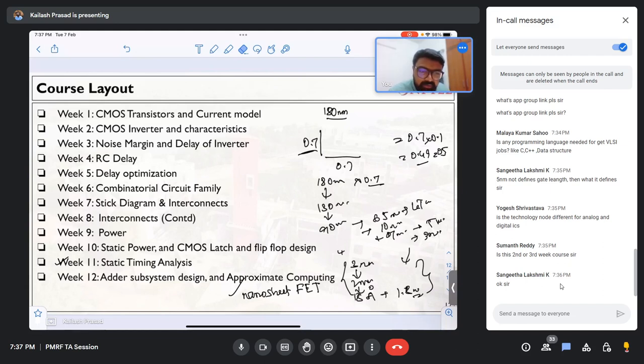Is this the second or third week course? See, in the NPTEL, the course has progressed to, I think, the second or third week. But this particular tutorial is for the first week, right? The assignment deadline is on the 8th, right? So we'll be discussing a couple of questions based on whatever has been taught in the first week. So this is the very first tutorial.